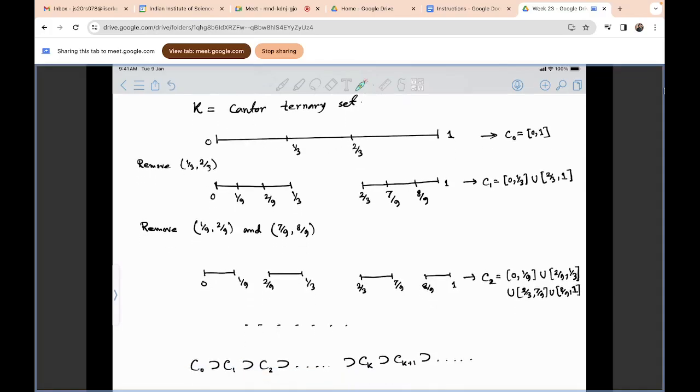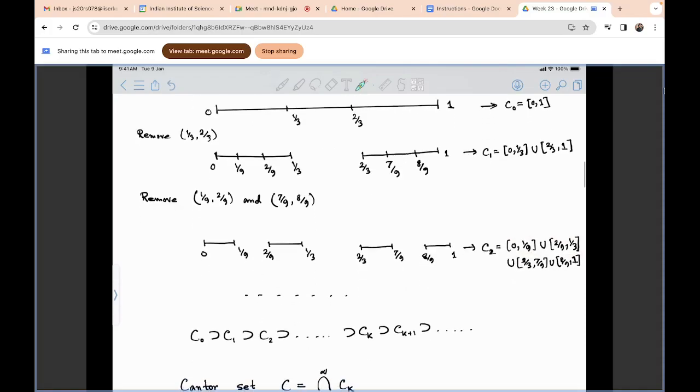So in this time what will you get? In the second step we will get 4 closed intervals, each of length 1/9. Do you find the pattern? In the first step you get 2 closed sets, each of length 1/3. In the second step you get 4 closed sets, each of length 1/9. So continue this process.